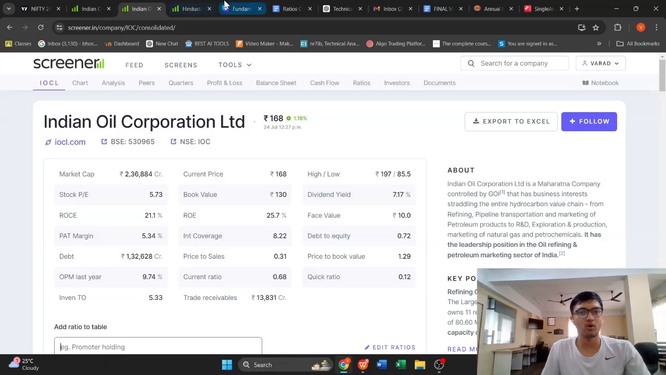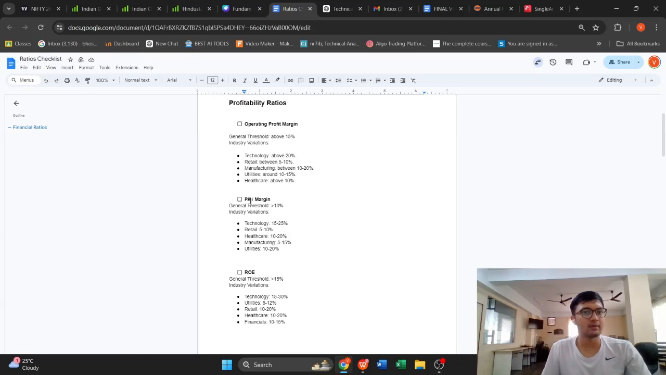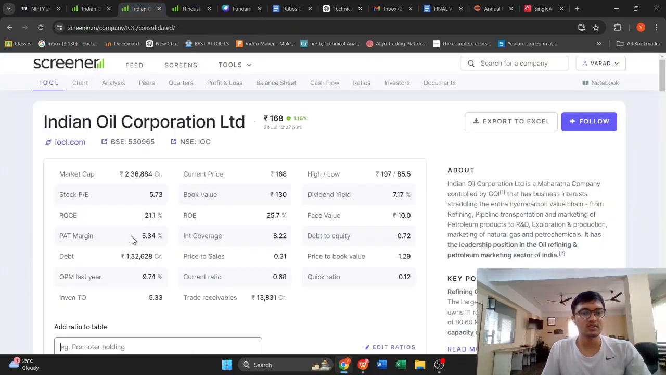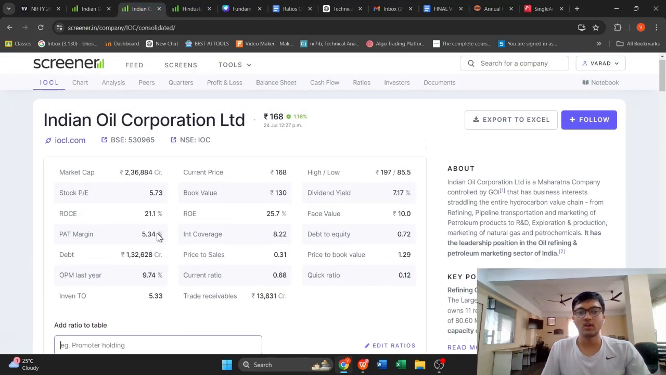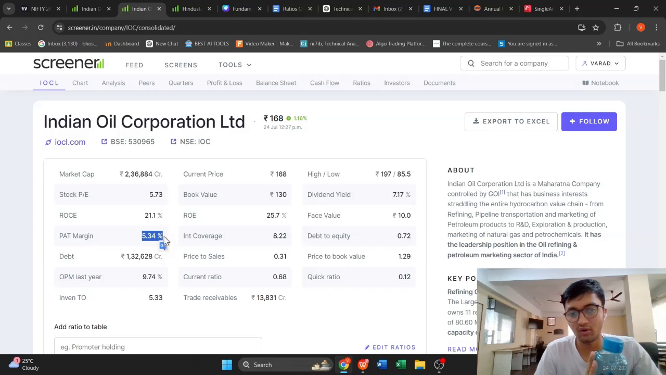So now we looked at operating profit margin. Let's see what is next on our checklist. PAT margin. PAT margin is nothing but profit after tax. As I was telling you, they are not manufacturing at the end of the day. So obviously the profit after tax margin will be low, because they cannot charge more for a service. I can charge more for this bottle.